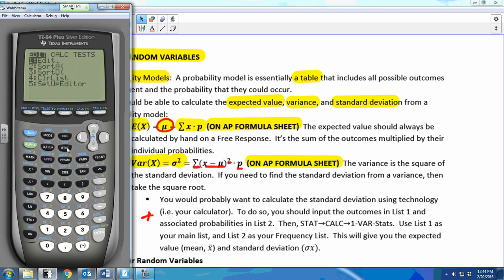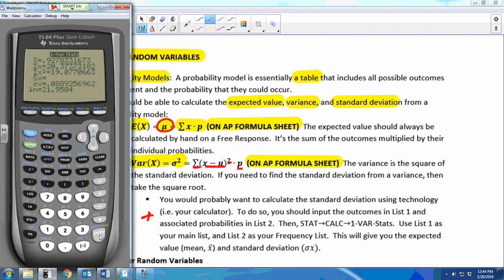Then you go to stat, calc. You're still doing one variable statistics. List 1 should be the list you're using, and list 2 with the probabilities should be the frequency list. And then you hit calculate. X bar is the mean. This is the expected value. You already should have found that, but this is a good way to check your answer. Then they give you sigma x. This is the standard deviation. And it does the work for you. Like if they ask for the variance, they'll need to square that value, because that's the standard deviation. Okay? But you can do that in your calculator.